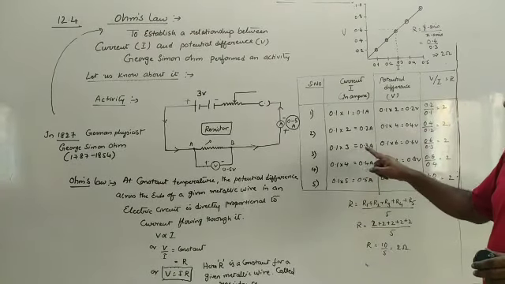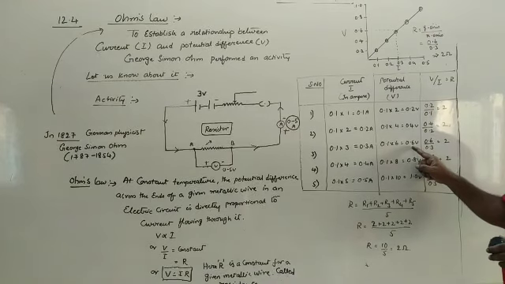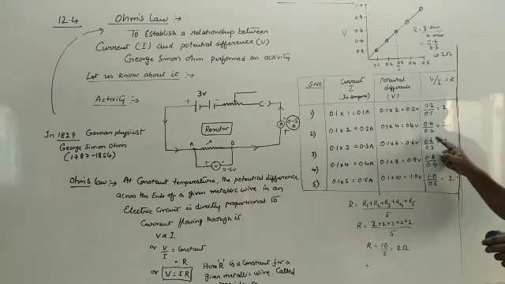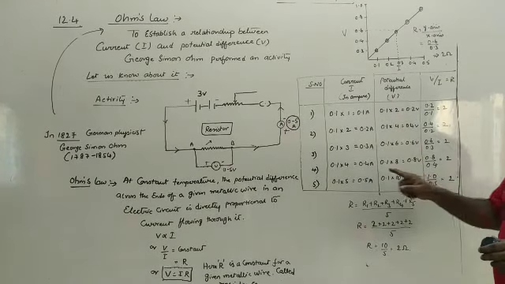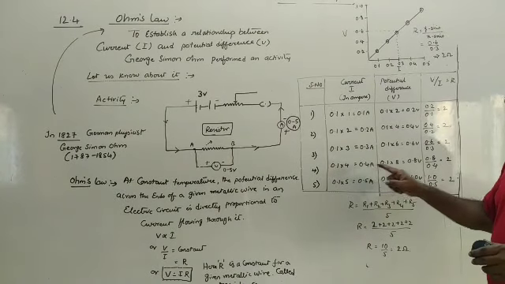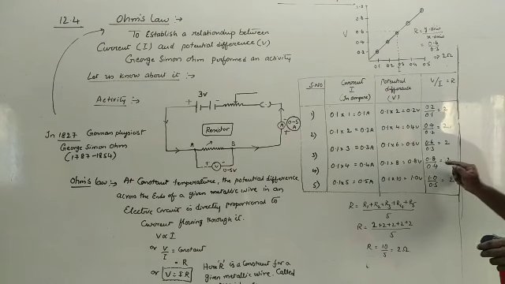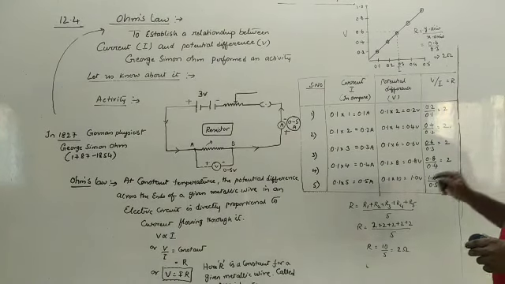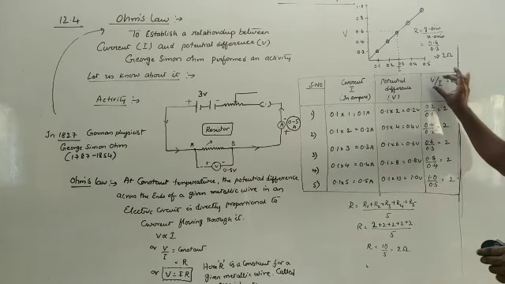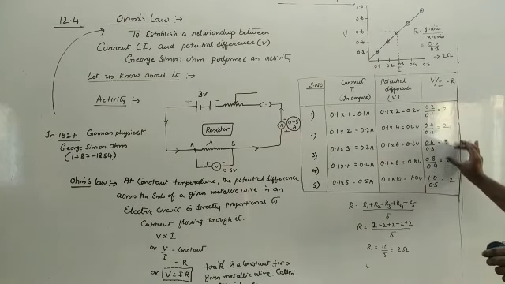Then the current value is 0.3, and the voltage is 0.6. So again, the ratio between V and I comes to be 2. When the current value is 0.4 amperes, the voltmeter reading is 0.8 volts. So 0.8 by 0.4 will be coming out to be 2. So that means the V by I value is coming out to be a constant.